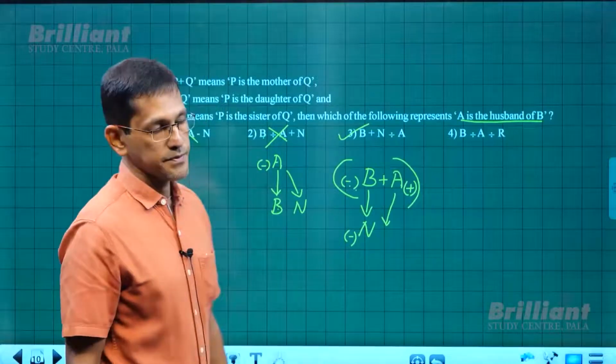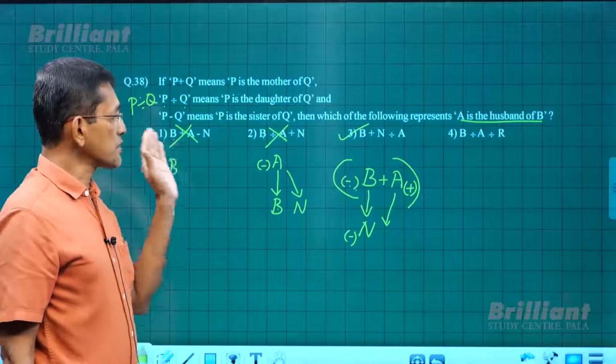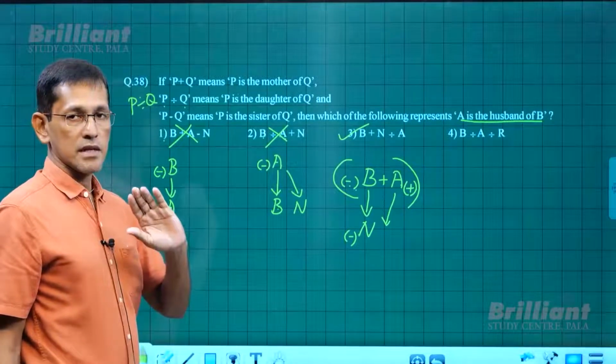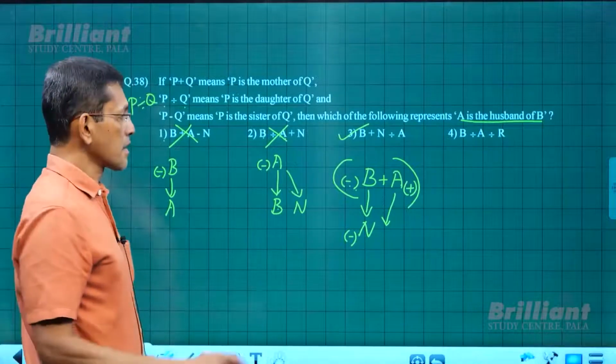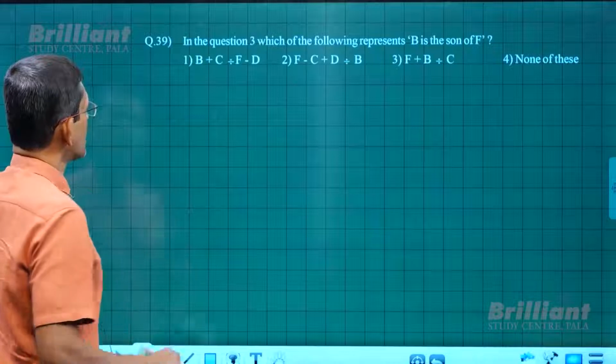Third answer choice. For these kinds of questions, the best way to deal with them is to verify each answer choice until you get the correct answer. So it's called the trial and error method. Next one, 39.